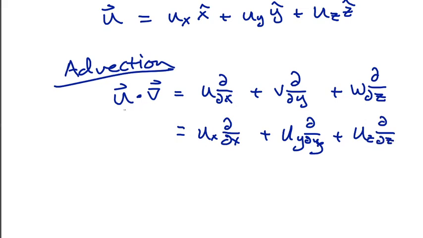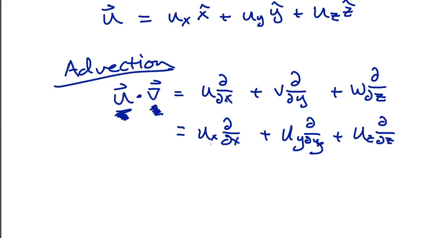Before contraction, this is a vector, and gradient is a vector, and they both have a sense of direction. But after contraction, this is just a scalar, right? It's now saying that the amount of change in the x direction is going to be multiplied by the velocity in the x direction. The amount of change in the y direction is going to be multiplied by the velocity in the y direction, and the change in the z direction is going to be multiplied by the velocity in the z direction. So an interesting thing about this advection operator is that it depends not only on the velocity, but also on the gradient.